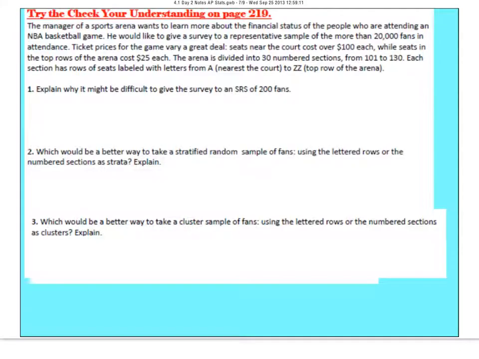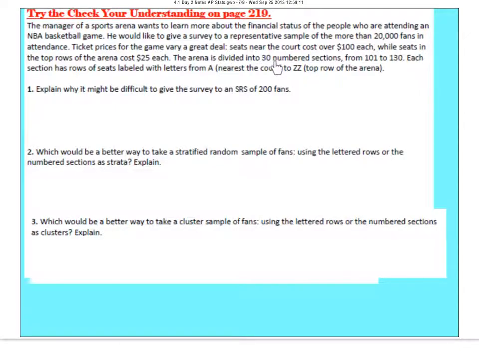Let's take a look at these 3 questions. We have a manager of a sports arena who wants to learn more about the financial status of the people who are attending the NBA basketball game. He would like to give a survey to a representative sample of the more than 20,000 fans in attendance. Ticket prices for the game vary a great deal. Seats near the court cost over $100, while seats at the top rows cost about $25.